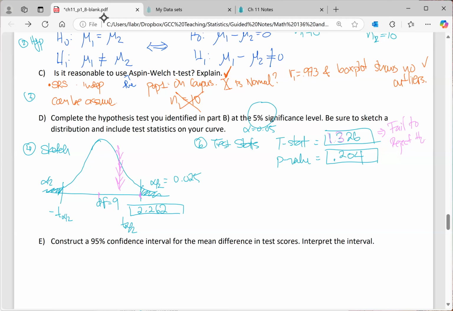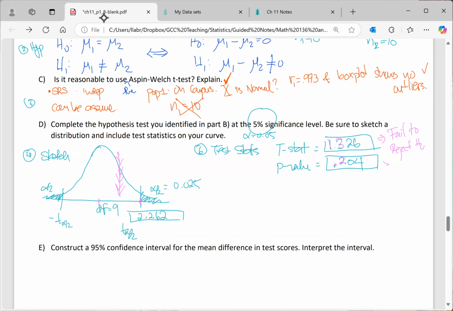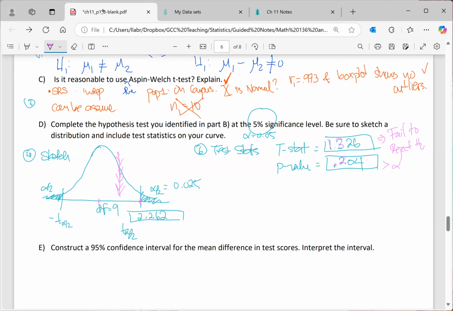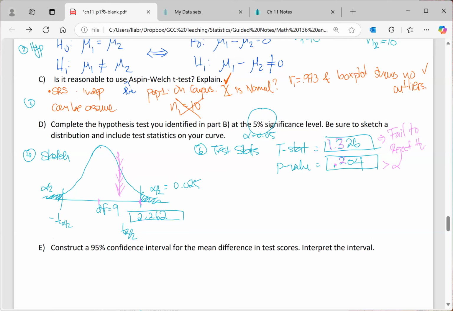And if we take a look at the p-value of 0.2, there's a 20% probability that this sample could occur just due to random chance. So that's not significant at all. That's greater than alpha. So that also says fail to reject the null hypothesis.